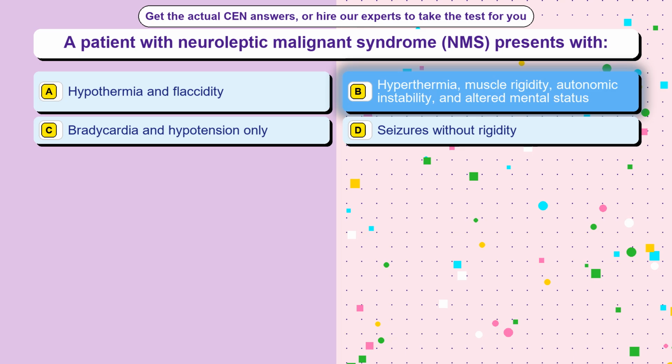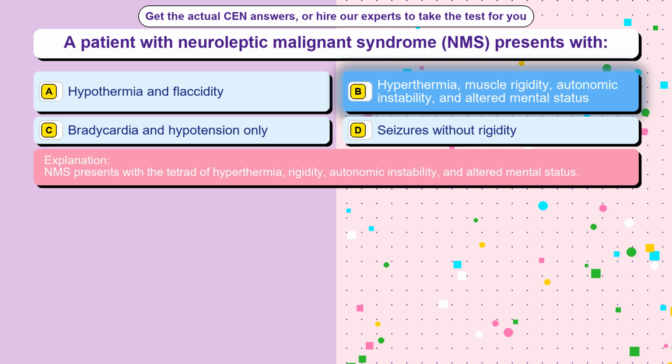The correct answer is option B, hyperthermia, muscle rigidity, autonomic instability, and altered mental status. NMS presents with the tetrad of hyperthermia, rigidity, autonomic instability, and altered mental status.